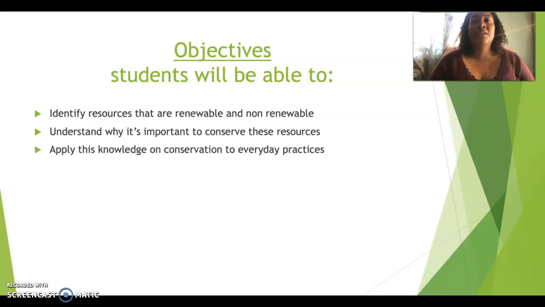Our objectives are students will be able to identify both renewable and non-renewable resources. Students will also be able to understand why it's important to conserve these resources, and students, you will be able to apply this knowledge on conservation to everyday practices.